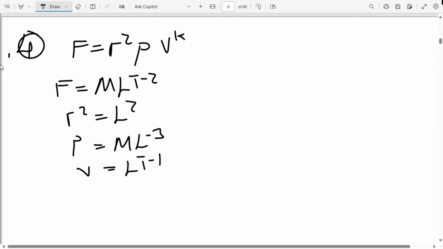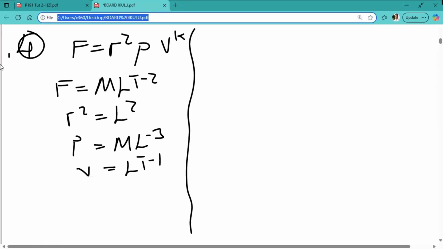Then we are going to be comparing the powers of each physical quantity on both the left-hand side and the right-hand side, the powers that we're going to end up with after manipulating this equation. And that's how we're going to find the value of k, which is just the power in this case. So I'll draw my line here.